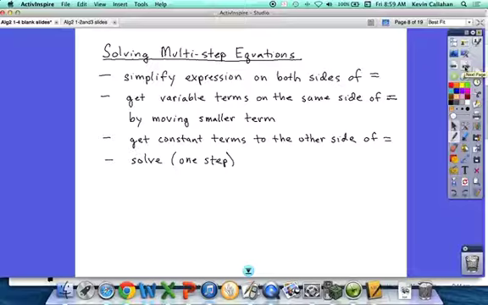Now, if you have more than one step to take, then they call that a multi-step. And these are some procedures for a multi-step. We'll do some examples of it. So, if you have these next to you while we're doing the example, you'll see how this applies. You simplify the expressions on both sides of the equal sign. What do you mean by simplify? What did it mean in the homework last night? Simplify meant?